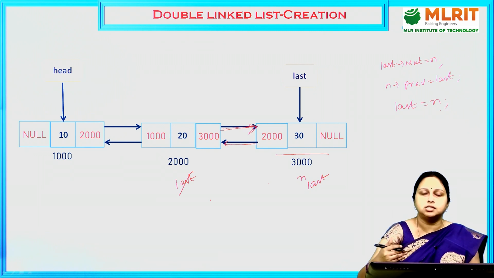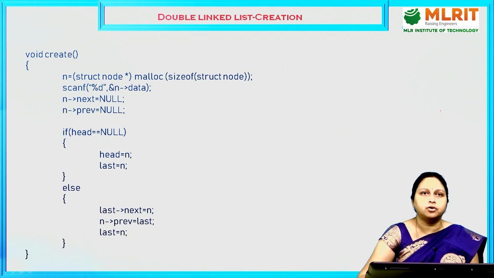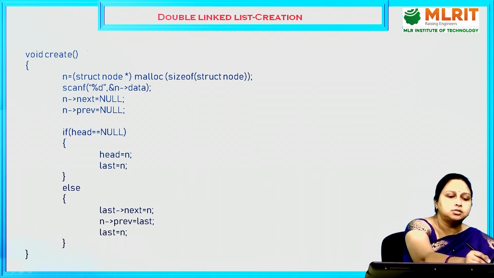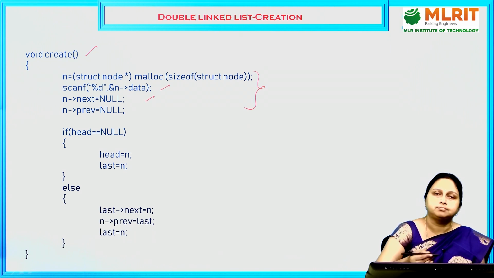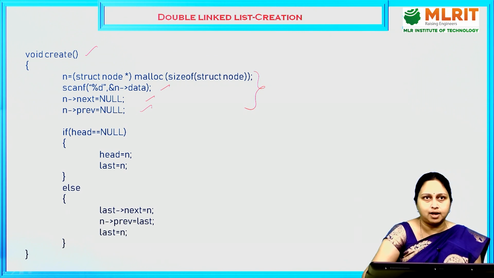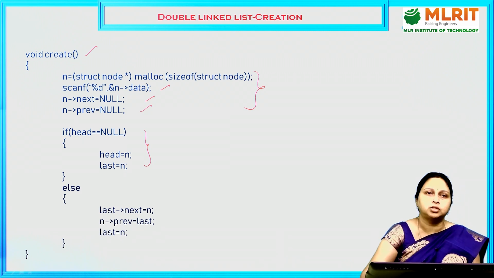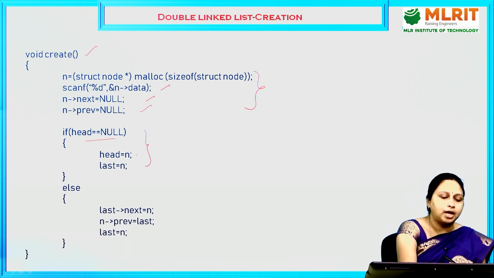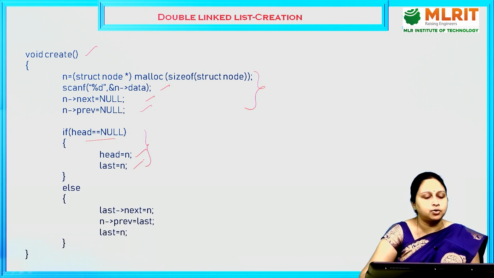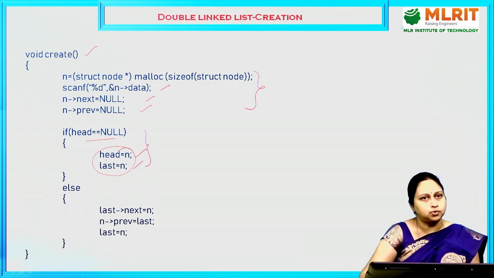That is, the else part is repeating when you are going to add new nodes to the end of the list. This is the creation part, and let us see how you are going to write the code for it. This is a create function where you are going to allocate the memory, read the data part, and next and previous are assigned to null values. In the first case, if the head is null, that means if the list is empty for the first time, we are going to check head equal to null, and whatever node we have created becomes the head node and that becomes the last node.